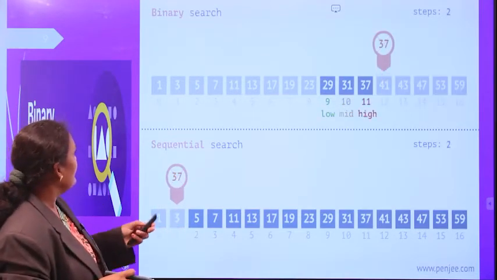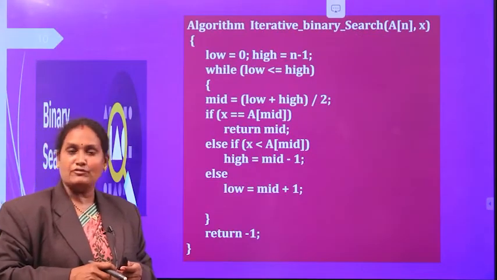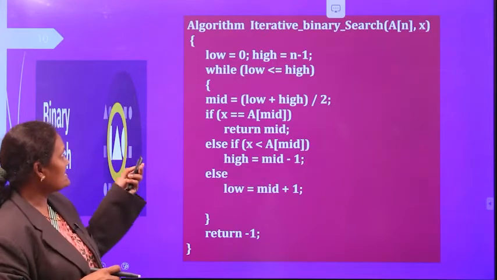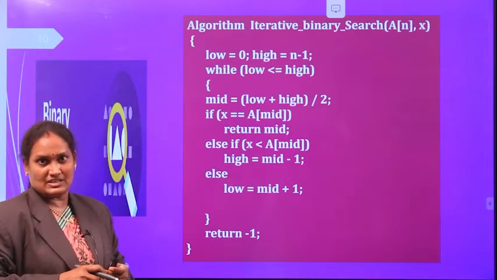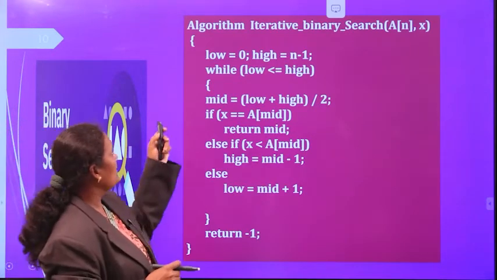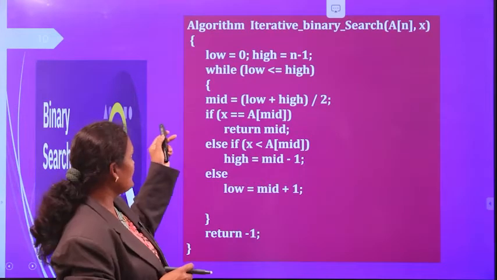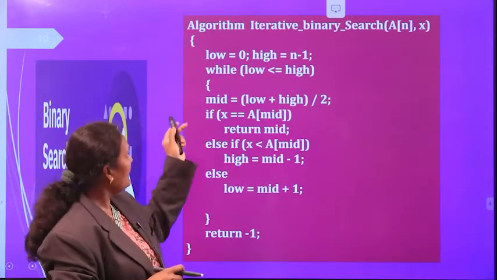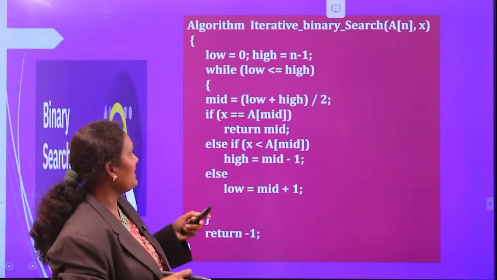So here let us see the algorithm for binary searching. Here we have 2 algorithms. One is iterative binary search and the other is recursive binary search. Let us see the iterative binary search. See the algorithm first. Low is equal to 0, high is equal to n minus 1. Here low is the low index of the array, high is the high index of the array, which are indicated with 0 and n minus 1.